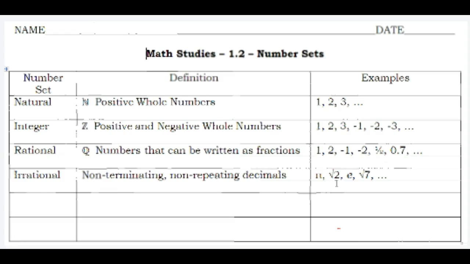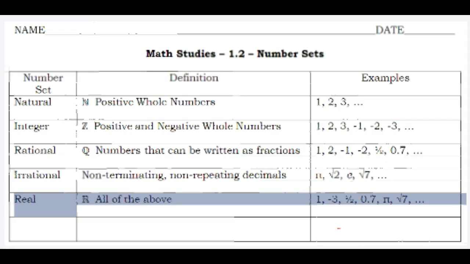Square roots are also good examples. The square root of 2 would be irrational. The square root of 4 would not be irrational because that is 2, so that's a rational number. So square roots of non-squares. E is another irrational number that you might not have experienced yet, but when this course gets to logarithms, we'll talk about E.